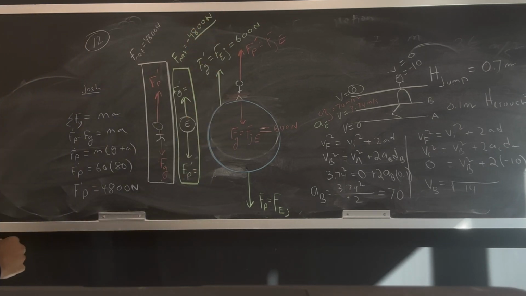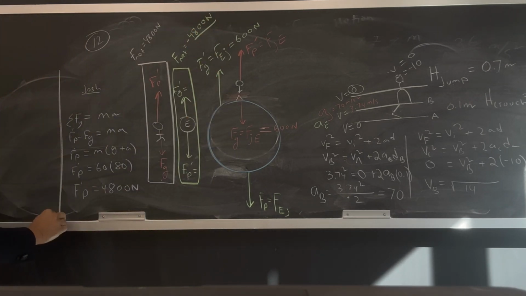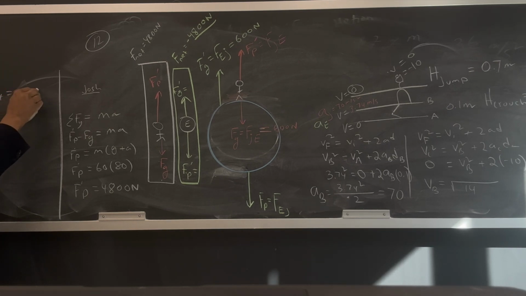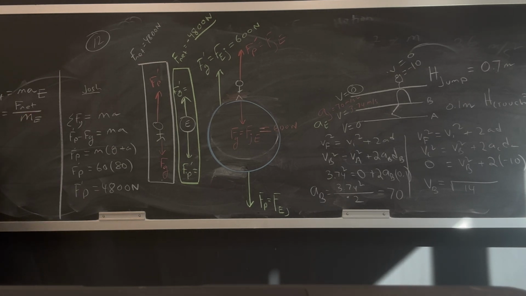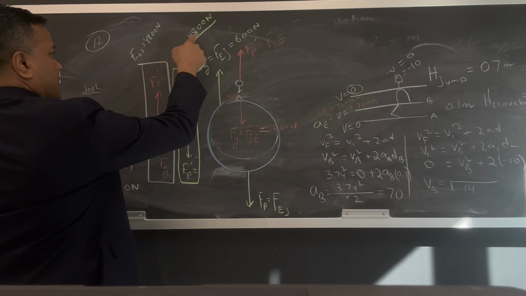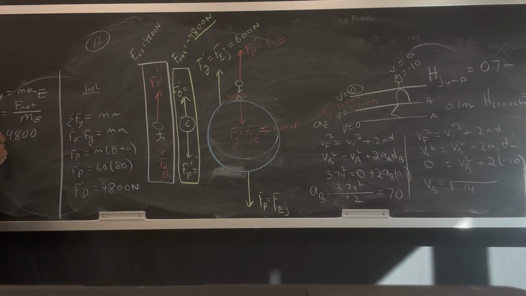Okay, so now you're going to use Newton's second law, F net is equal to ma. You try to find the acceleration of the earth. So acceleration of the earth is F net over m of the earth. You already found the F net, 4800. There is no vector, so you must write the negative sign. Mass of the earth is 6 times 10 raised to 24.